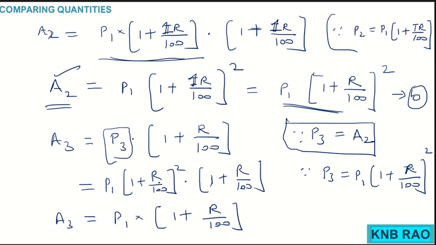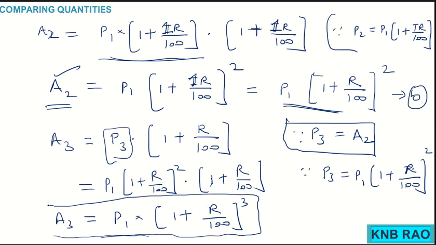Now, squaring it and multiplying by 1 becomes P times (1 plus R by 100) whole raised to the power 3. Now, this is the amount at the end of the third year. It will now be the principal for the fourth year.